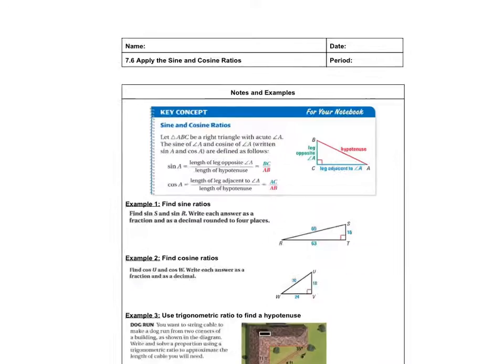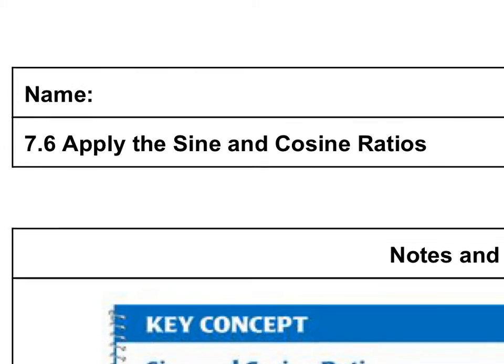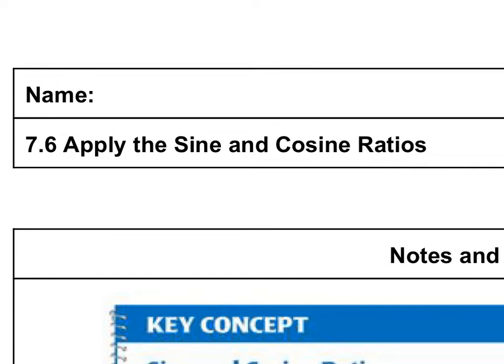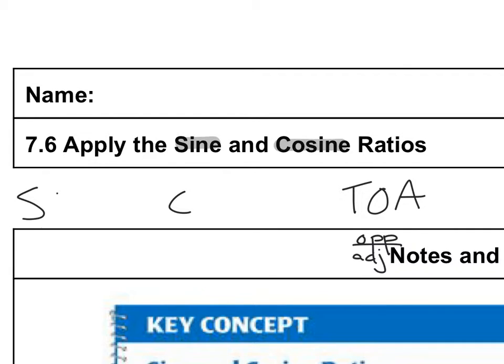In our last episode, we talked about the tangent ratio, and today we are going to talk about the sine and the cosine ratio. If you remember, our little shortcut for tangent was TOA, because it was opposite over adjacent. Now we have sine and cosine, and it's SOH CAH. So our little shortcut for these is SOH CAH TOA.